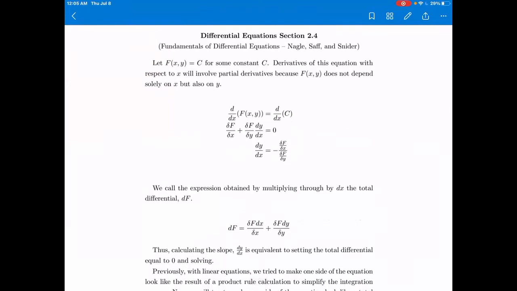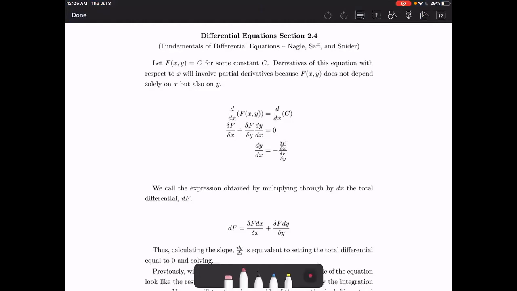This is section 2.4 on exact equations. Let f of x, y equal c for some constant c. So note that f is a multivariable function in this instance. So we're going to start taking some partial derivatives.